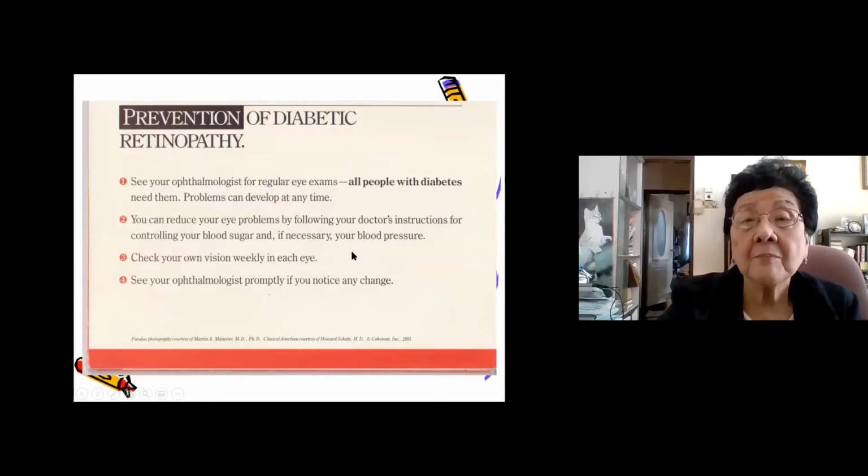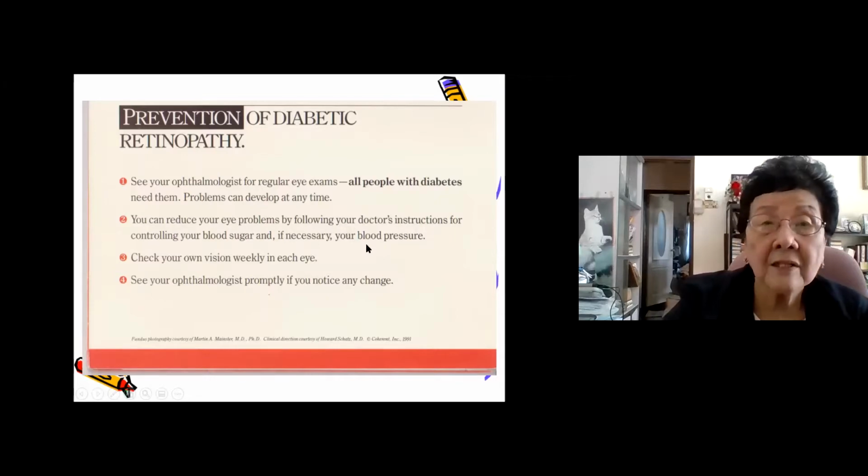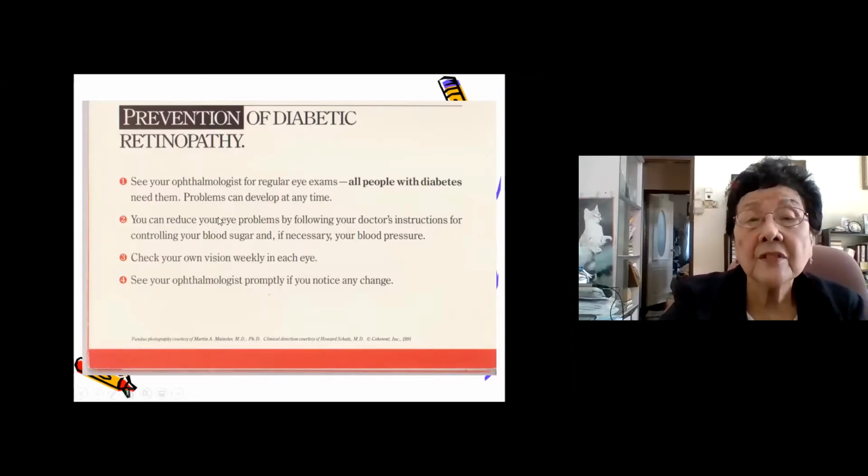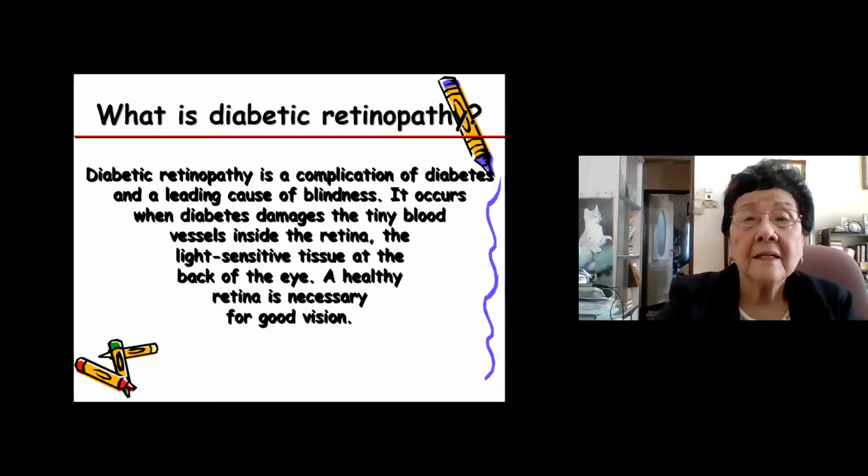And you can reduce your eye problems by following your doctor's instructions, especially for controlling your blood sugar, and if necessary, your blood pressure, and if necessary, your high cholesterol. And check your own vision weekly, because sudden catastrophes can happen. You can suddenly have a central venous occlusion, especially if you have not bothered to control your diabetes. And see your ophthalmologist and consult him off and on. Okay, so this is the complication that we want to avoid.